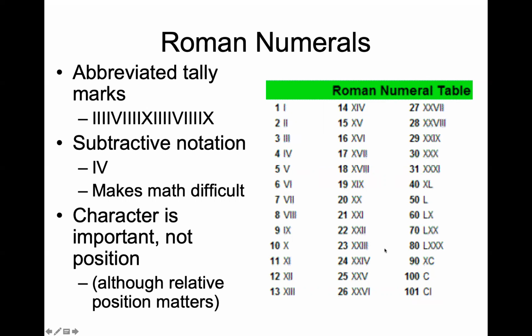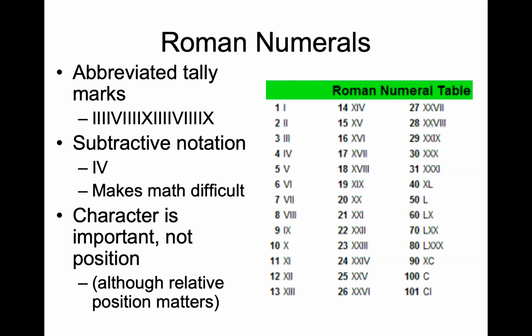And then there's this very weird subtractive notation where we represent 4 by saying I, V. The fact that the I is before the V means that the value is subtracted. Whereas if we had the I after the V, then it would be added and it would become 6. So the position of the characters is not important in Roman numerals except for the subtractive versus additive element. Other than that, the position doesn't matter.